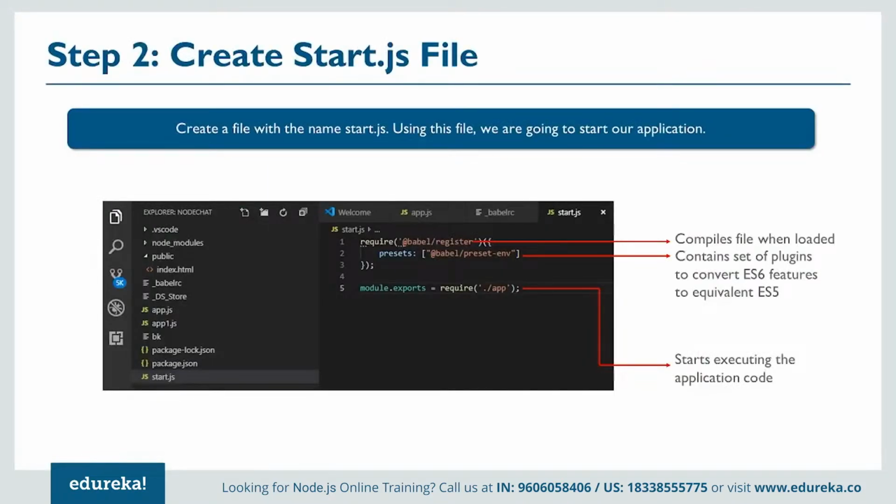So this line, Babel register, compiles files when loaded, and presets contains a set of plugins to convert ES6 features to equivalent ES5. So Babel preset environment has, for example, arrow functions, which need to be converted into the normal function where you write the function keyword. So that's one example of where the ES6 syntax is converted to ES5. There can be the object destructuring where you use the three dots, so that needs to be transpiled. So there has to be equivalent syntax for that.